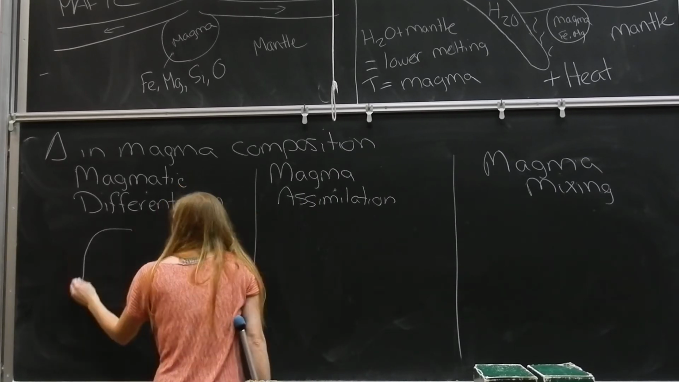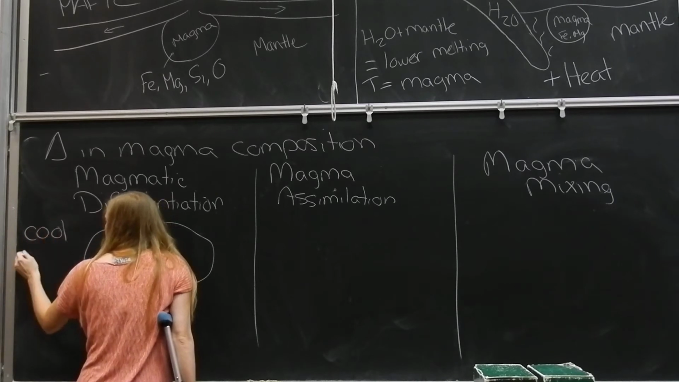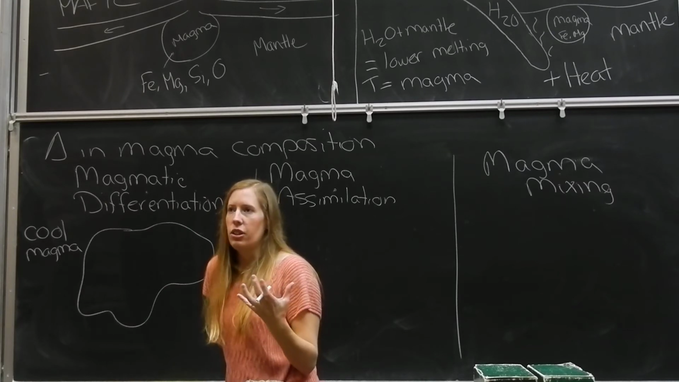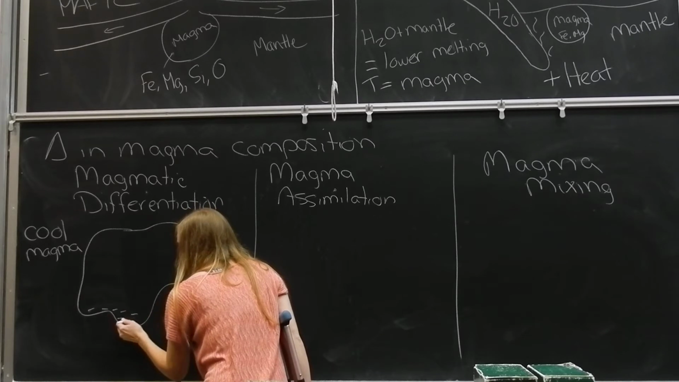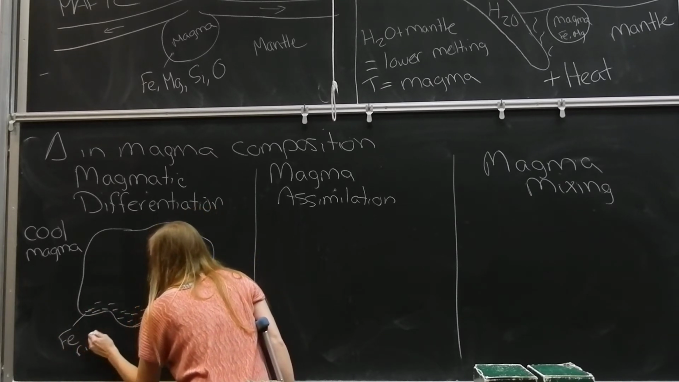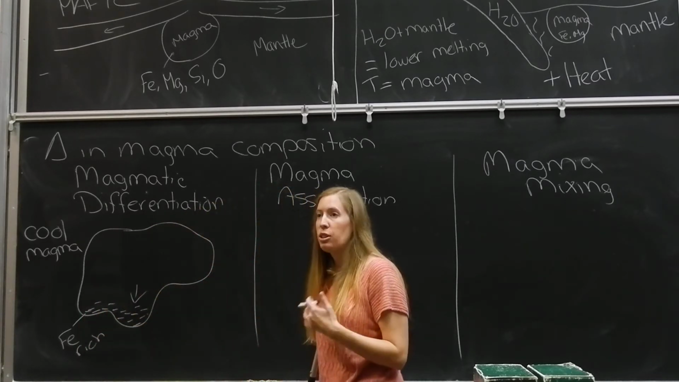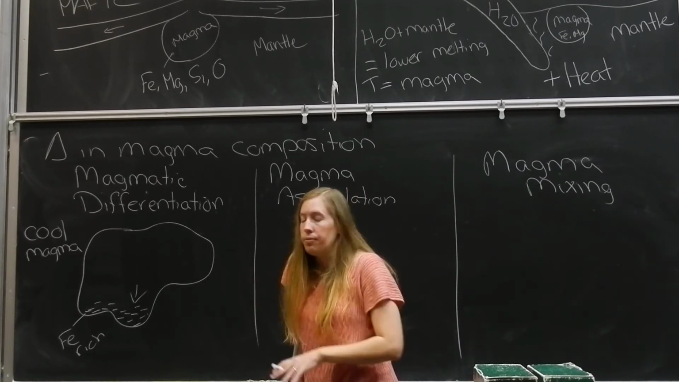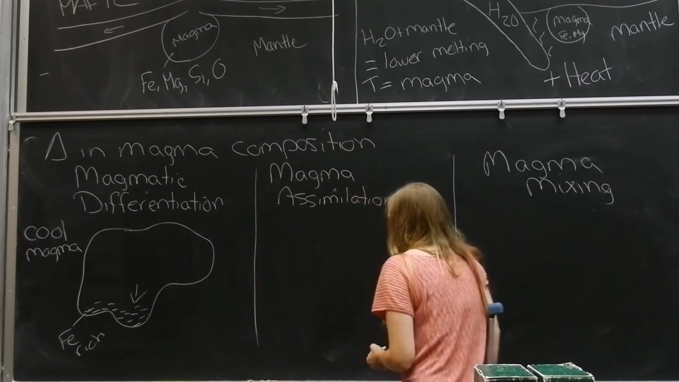All right, yes, so we have magmatic differentiation. Biggest thing is we're starting to cool the magma. And because of Bowen's reaction series, stuff that's heavy in iron will start to crystallize first. It will fall out of the magma, which will leave the magma depleted in iron, or richer in silica, right? So our magmatic differentiation, assimilation.